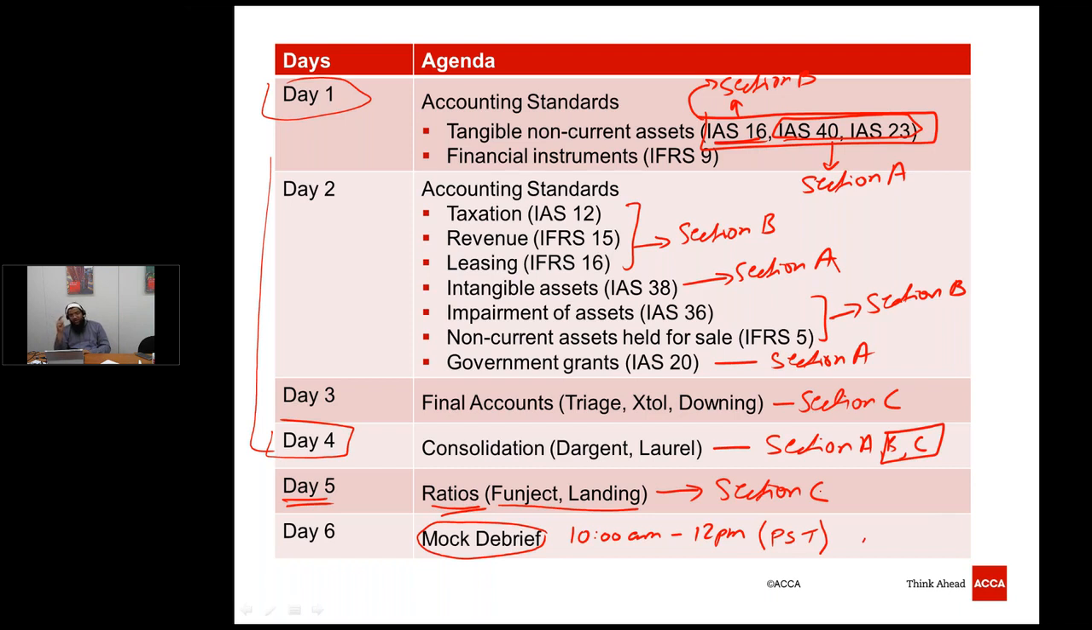So if you strongly cover IAS 12, 15, 16, 36, IFRS 5, consolidation, ratios, final accounts, if you have strong grip on these eight areas, you have strong grip on 70% of the marks of the exam, which is Section B and C. So do cover these, IFRS 9 also for Section B. So try to cover Section B and C first, because that would make you pass easily.